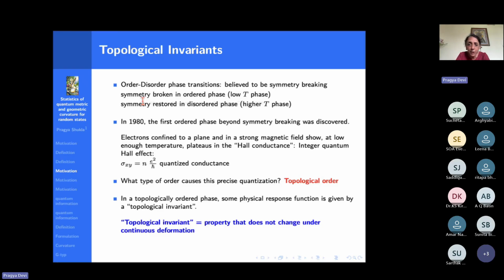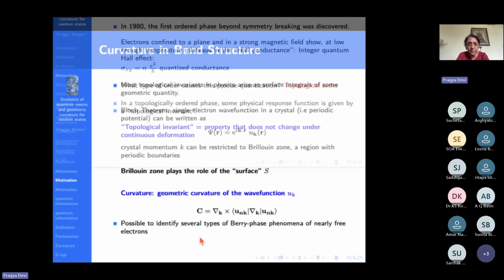Actually, phase transitions were believed to be symmetry breaking, and the symmetry broken phase was believed to be the ordered phase at low temperature, while the symmetry restored phase at high temperature was considered the disordered phase. However, when they discovered the quantum Hall transition, they found that it is actually possible to have an ordered phase without symmetry breaking. So the question is, what type of order causes this quantum Hall effect? This is actually topological order. In a topologically ordered phase, some physical response functions are given by topological invariants. So a topological invariant, as the name suggests, is a property that does not change under continuous deformation.